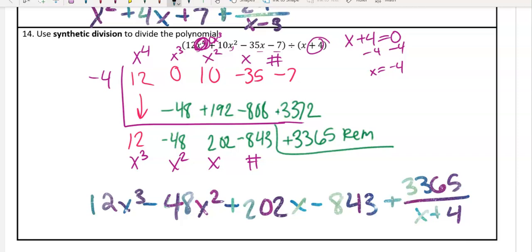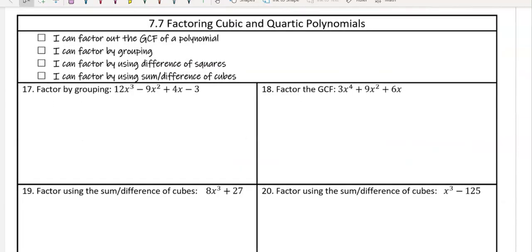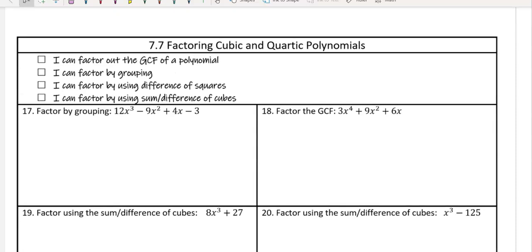All right, moving on. We have factoring cubic and quartic polynomials. Remember, cubic is like x cubed and quartic is like x to the 4. So your learning criteria for this is that you can factor out the GCF, that's the greatest common factor of a polynomial. You can factor by grouping. You can factor by using a difference of squares. That's when we do the t-chart and we look for factors of a times c. And then I can factor using sum or difference of cubes.